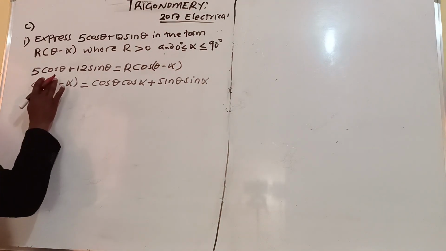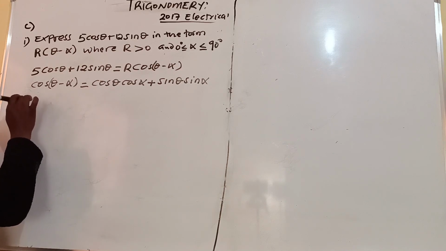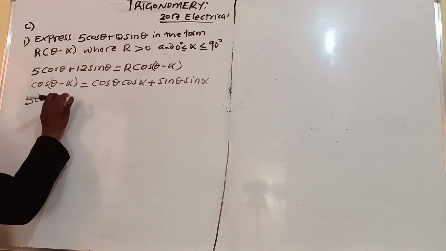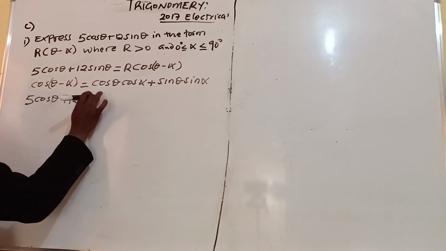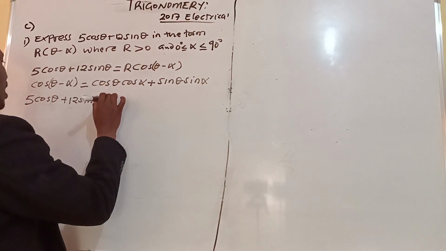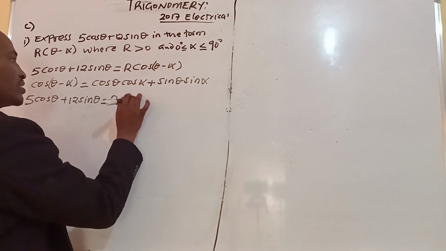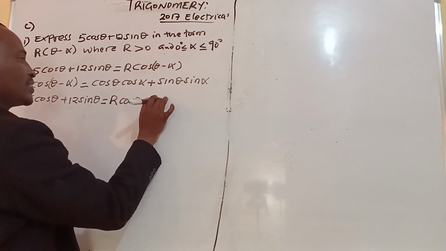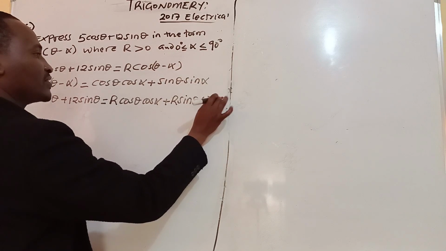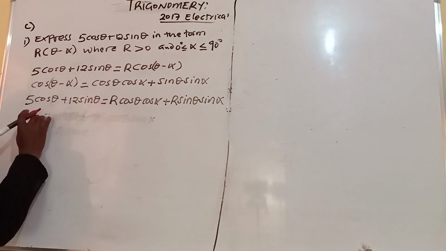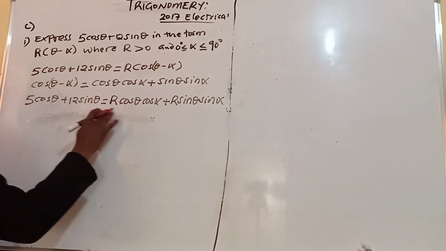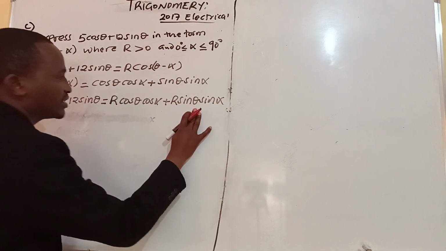We can now say 5 cos theta plus 12 sin theta is equal to R cos theta cos alpha plus R sin theta sin alpha. We now equate this term with cos theta with this term with cos theta, this term with sin theta with this term with sin theta.